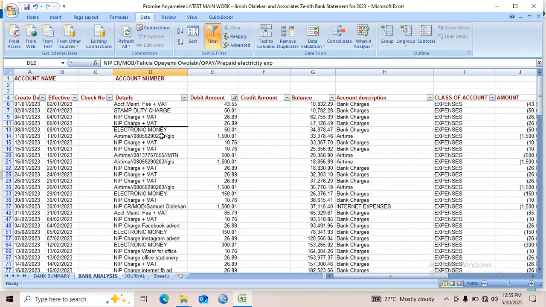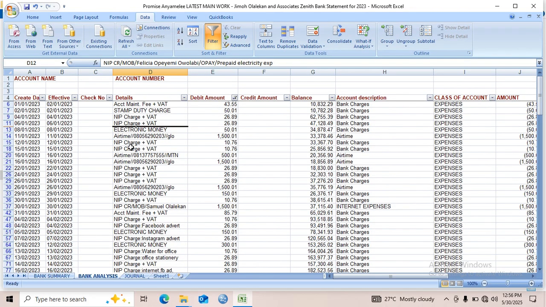Airtime, the business owner bought airtime of 1500 maybe for the business. So you record it as airtime. This is not a bank charge, but it will still be classified as an expense. It will still be classified as an expense because the bank charge is an expense, and you buying airtime for your business is still an expense.